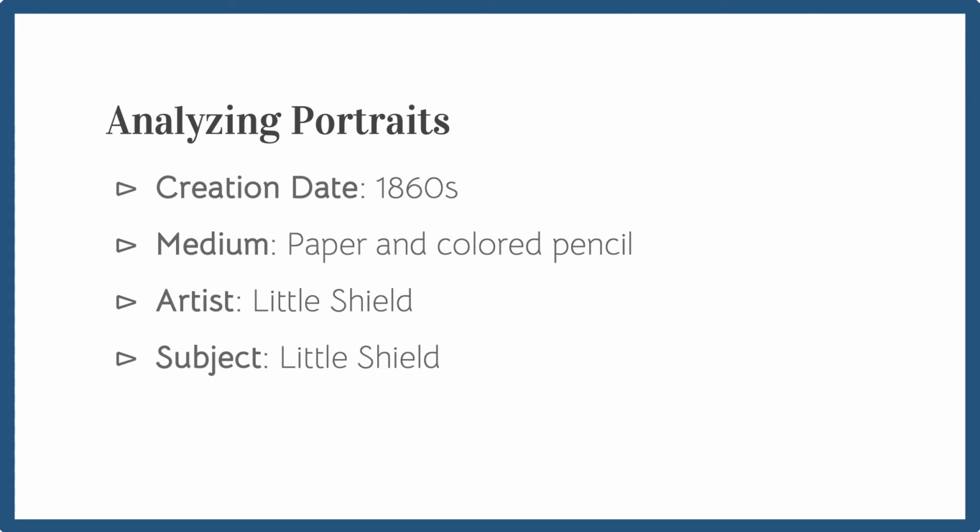Let's gather some information about the portrait. The portrait's made out of paper and colored pencil, and it's part of a sketchbook that's one of the earliest Plains Indian examples of ledger art. It was completed in the 1860s, and this type of drawing is called ledger art because 19th century Native Americans used old ledger or account books for drawing. Before they had access to paper through their interactions with European settlers, Plains Indians commemorated or left a record of their life on their teepees and clothing. The subject and artist of the sketchbook is an Arapaho chieftain named Little Shield.